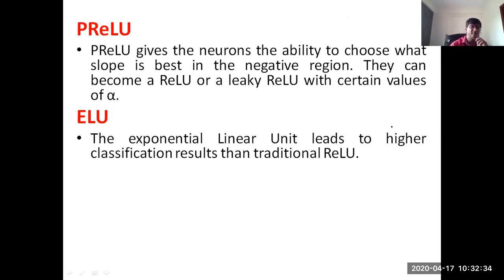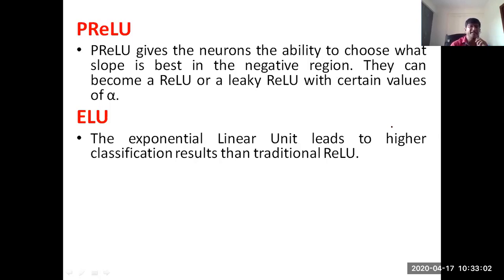Now another variation of these ReLU functions is called PReLU. It gives the neurons the ability to choose what slope is best in the negative region. So we need to apply some kind of optimization and see which of the values in the negative region would be the best slope. So they can become a ReLU or a leaky ReLU with certain values of alpha, right? But that requires some kind of optimization, right?